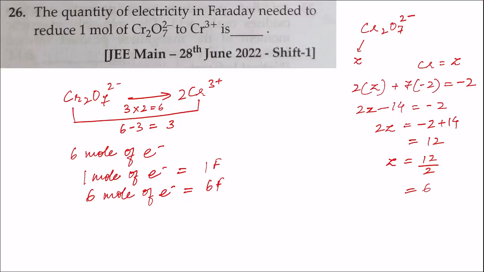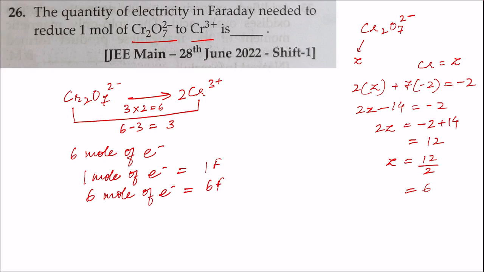The quantity of electricity in Faraday needed to reduce 1 mole of Cr2O7 2 minus to Cr3 plus is. Now to find the quantity of electricity, first of all you need to know how many electrons are accepted when Cr2O7 2 minus changes to Cr3 plus.